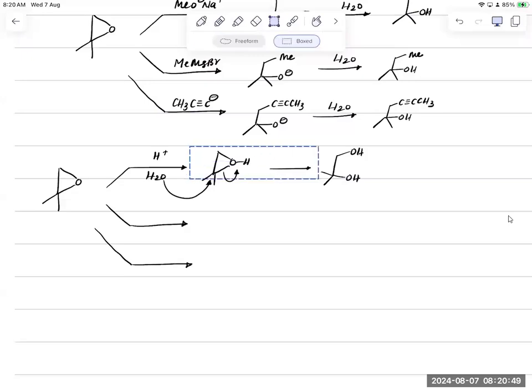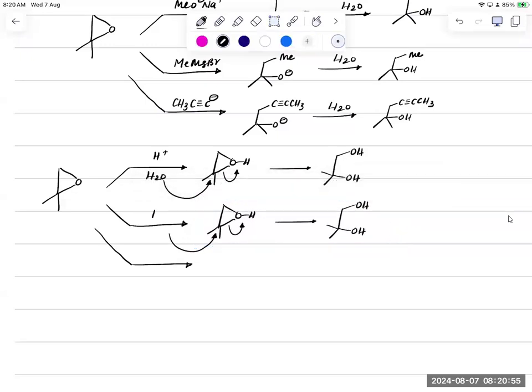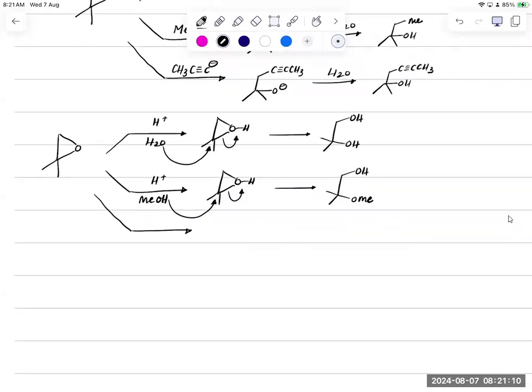This logic works the same irrespective of whatever nucleophile you take, except you need to have H plus and, let's say, MeOH. It is MeOH instead of simply OH here. Now we will have OMe here. So it all depends upon what group you are using. That's it.